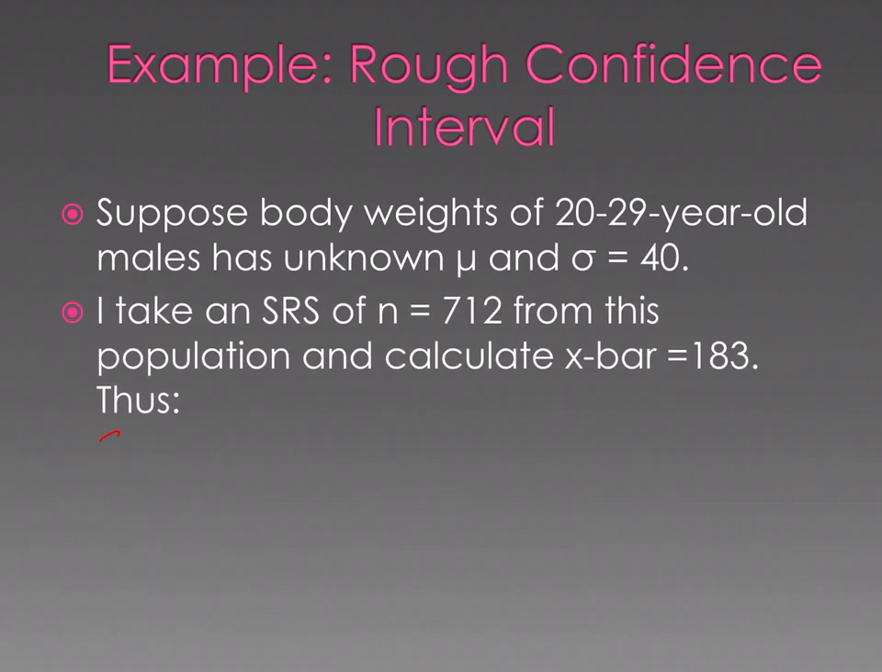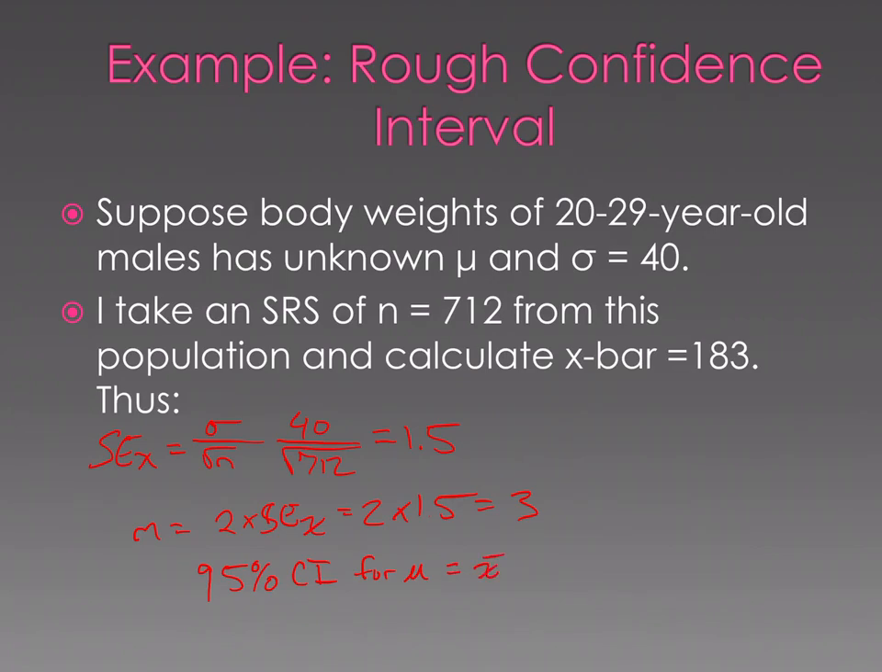So first we're going to figure out our standard error of X bar, which is equal to standard deviation over the square root of n. Standard deviation is 40 divided by the square root of 712, and you're going to get a value that equals 1.5. Your margin of error is equal to 2 times the standard error of X bar, which is equal to 2 times 1.5, which equals 3.